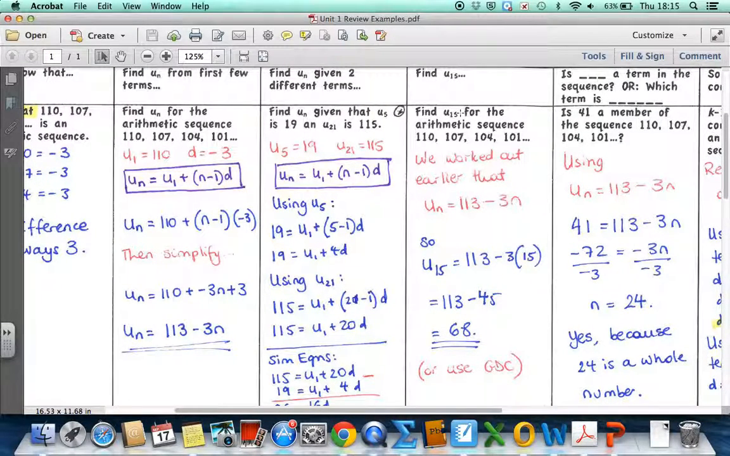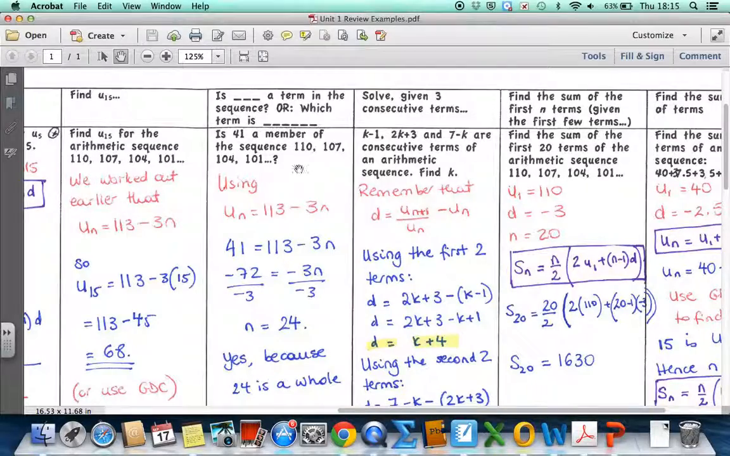Here's where they ask us to find u15 for a specific arithmetic sequence. Now, we worked out earlier that this is the formula for un. Obviously, in the test, you'd have to go through this process and find un. Once you have a formula for un, you can find u15. You could also put y equals and type that formula into your GDC and using the table find the 15th term. That is also okay. All right, moving along.